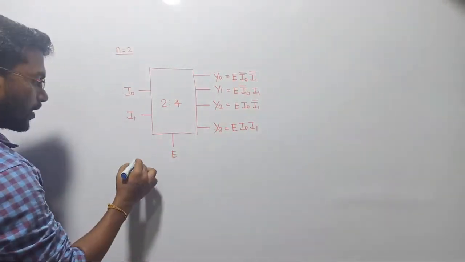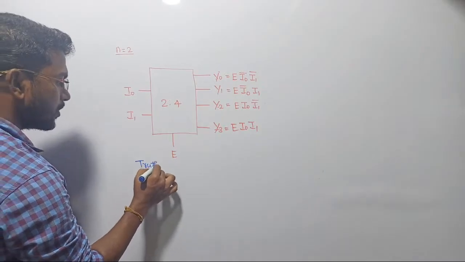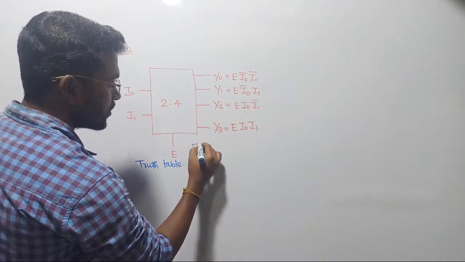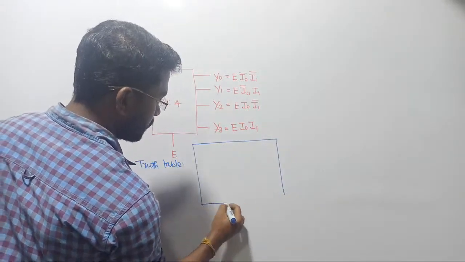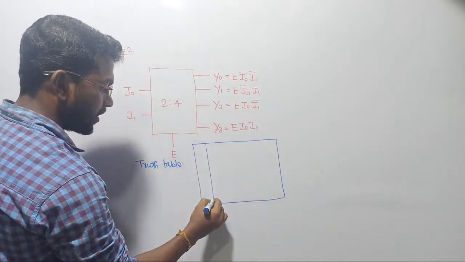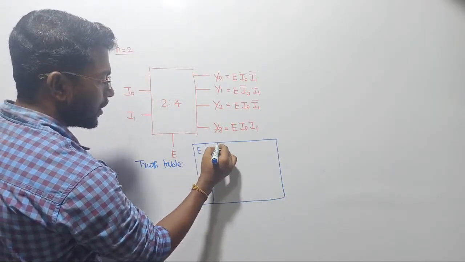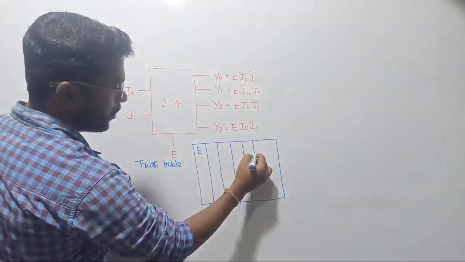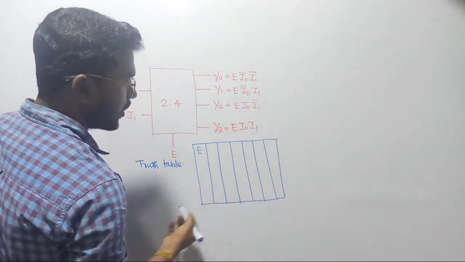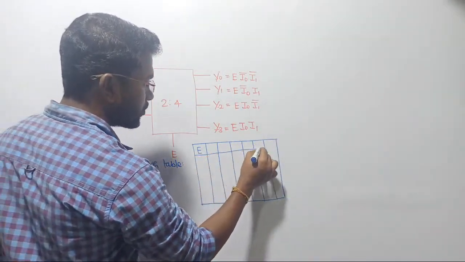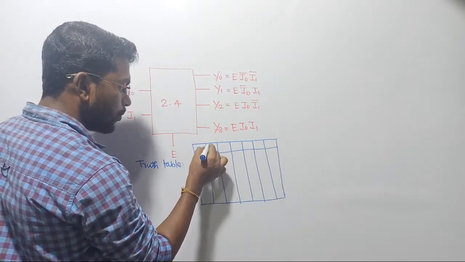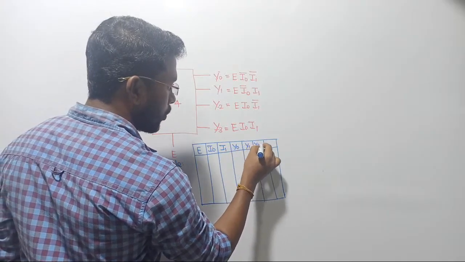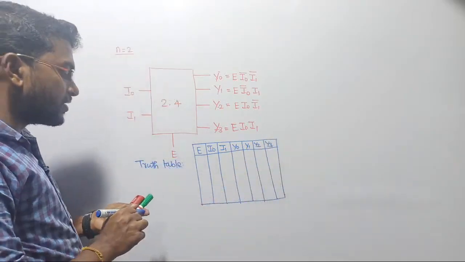So let me write the truth table here. In the truth table, first of all we have to consider the enable pin, then the 2 input lines, and then the 4 output lines. So totally we have 4 output lines. That is the enable pin, the input lines are I0, I1, and the output lines are Y0, Y1, Y2, Y3. Clear? So let us see what will happen.